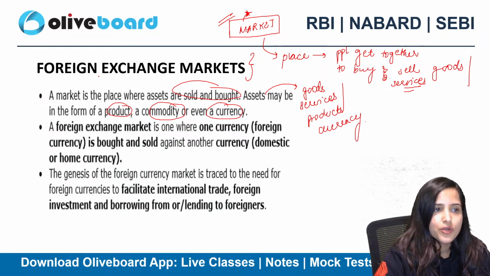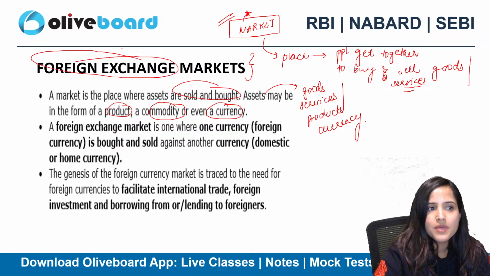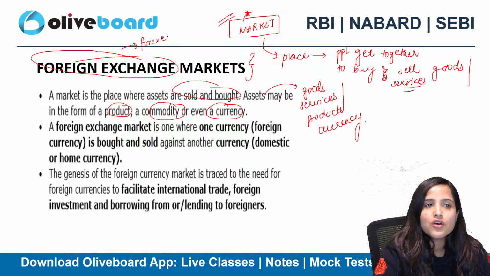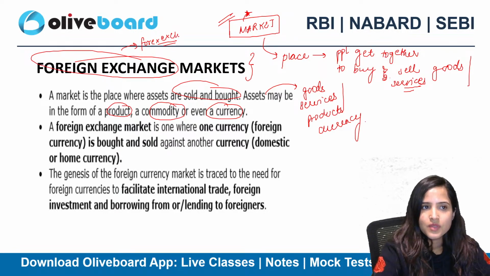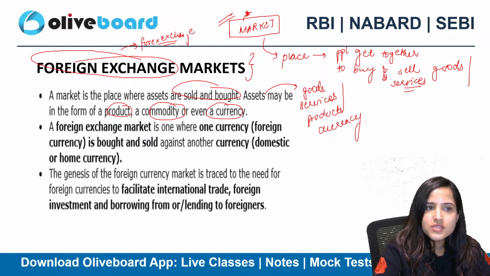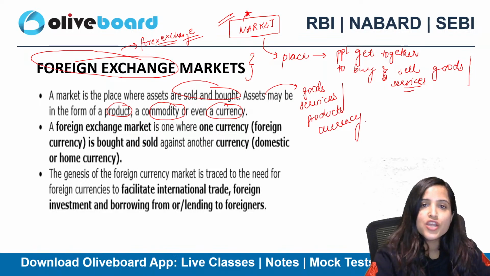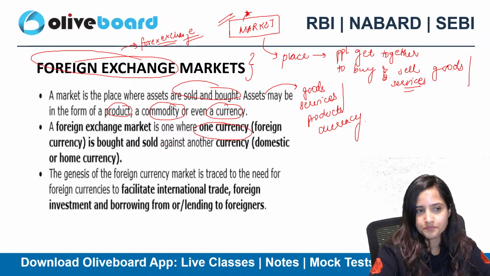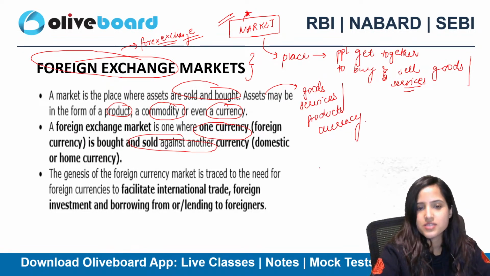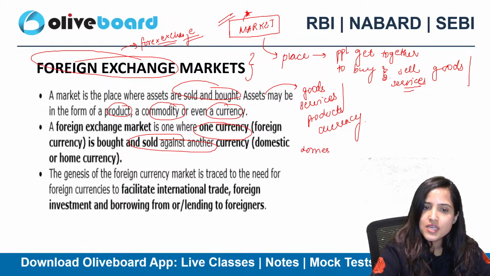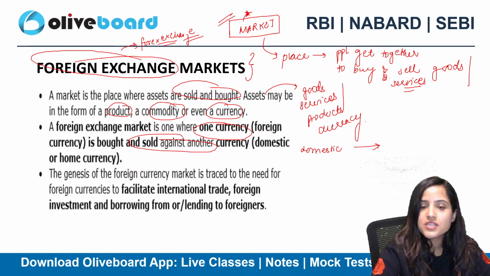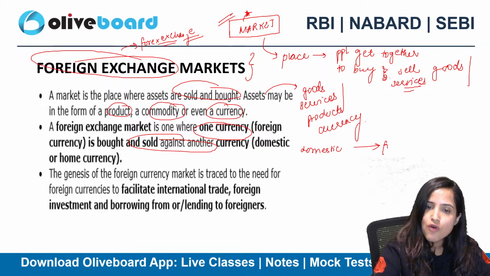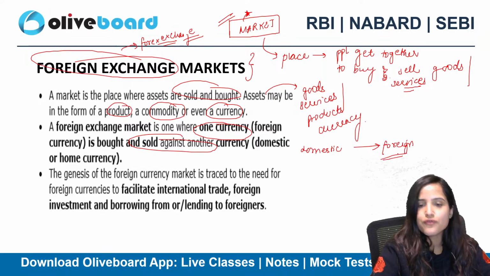Now, if I talk about foreign exchange market, that means we are trading in foreign exchange. That means we are exchanging forex reserves in that market. So this is an arrangement of people wherein foreign exchange is bought and sold. So foreign exchange market is one where one currency is bought and sold against another currency. So when your domestic currency is bought and sold against a foreign currency, that is what is called a foreign exchange market.